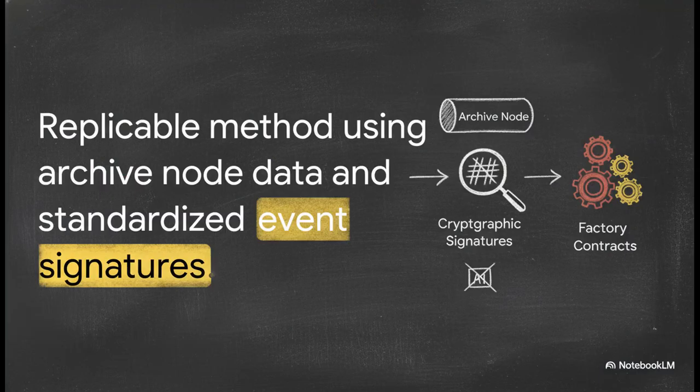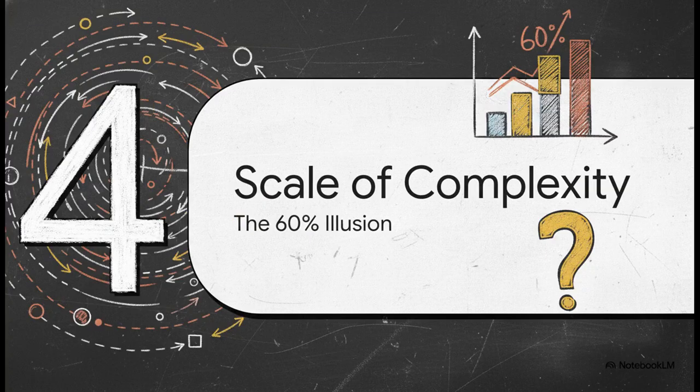And to process this absolute mountain of data, they used a beautifully replicable methodology. They didn't rely on some black box AI guessing game. Instead, they spun up their own archive node to pull standardized cryptographic event signatures. These are literally the mathematical hashes baked directly into the smart contracts. By mapping these signatures to public factory contracts, they created a purely objective, step-by-step measure of computational complexity. It's brilliant.